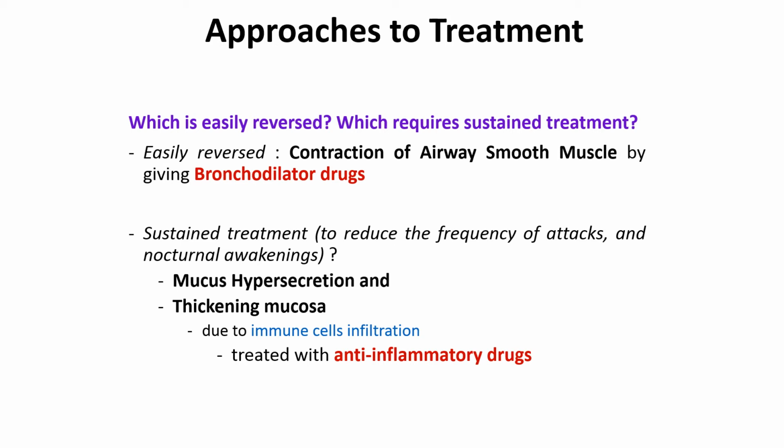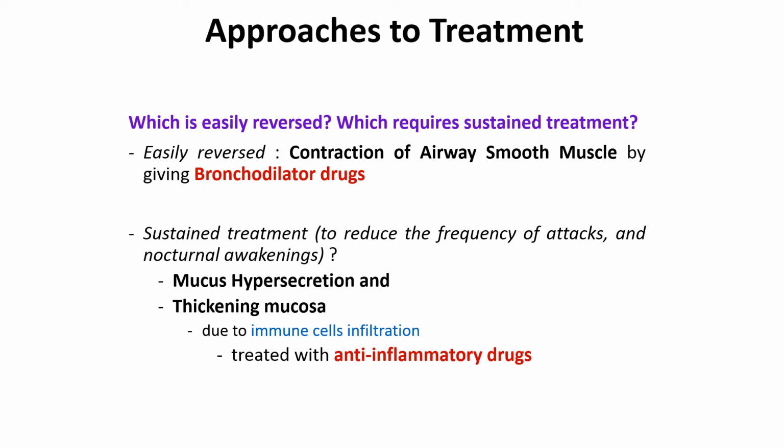The second category is that you need to take care of inflammation also, but reducing the inflammation needs longer, sustained treatment. If you take care of that particular aspect of bronchial asthma pathophysiology, it will lead to a reduction in the frequency of attacks and in the frequency of nocturnal attacks. So this sustained treatment will lead to reduction in mucus hypersecretion and reduce the thickening of mucosa due to immune cell infiltration. So to take care of the inflammation part, you need anti-inflammatory drugs.